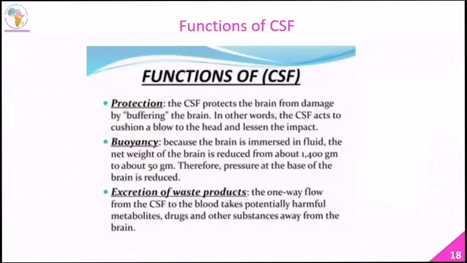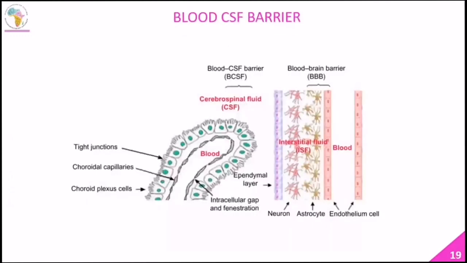As for the function of CSF, these are just a few of the many functions. We have a function of protection. The CSF protects the brain from damage. It also buffers the brain. In other words, the CSF acts to cushion a blow to the head and lessen the impact. It acts as buoyancy because the brain is immersed in fluid. The net weight of the brain is reduced from about 1,400 grams to about 50 grams. Therefore, pressure at the base of the brain is reduced. Excretion of waste products. The one-way flow of the CSF to the blood takes potentially harmful metabolites, drugs, and other substances away from the brain. That's just a few of the many functions.